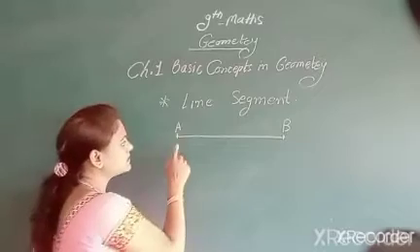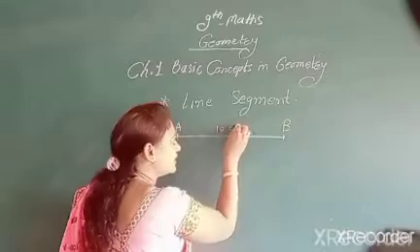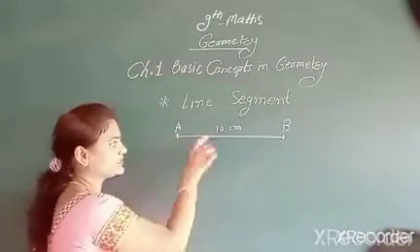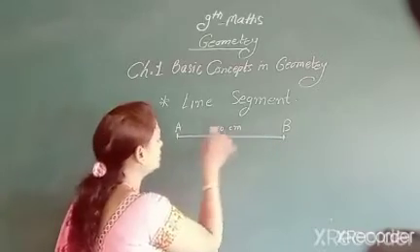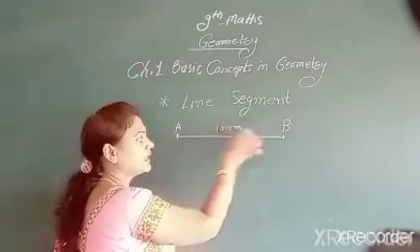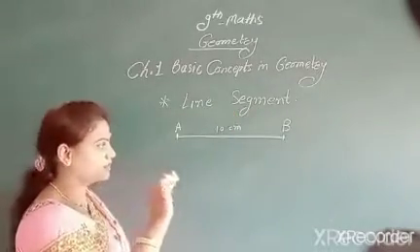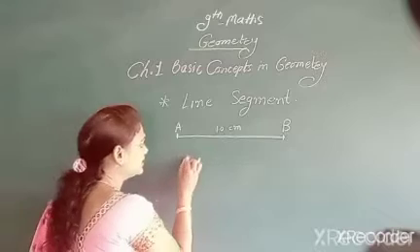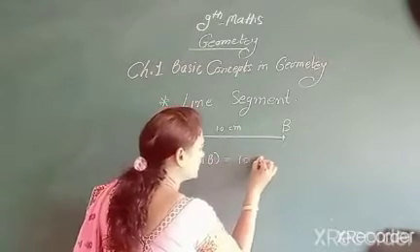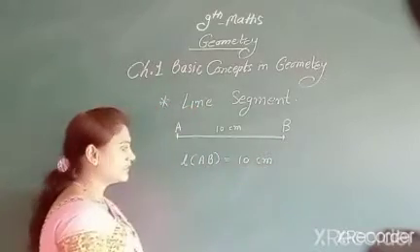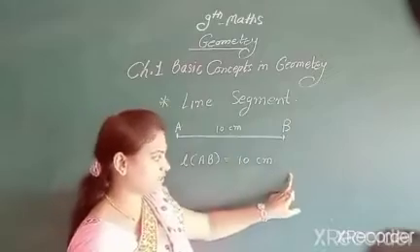The length of this line segment is 10 centimeter. The distance between the end points of the line segment is called the length of that segment. And how is it written? Here the length of AB is equal to 10 centimeter. It is represented as this line. Length of AB is equal to 10 centimeter.